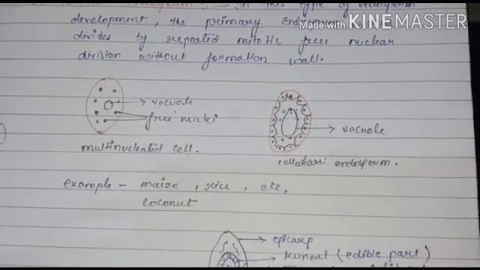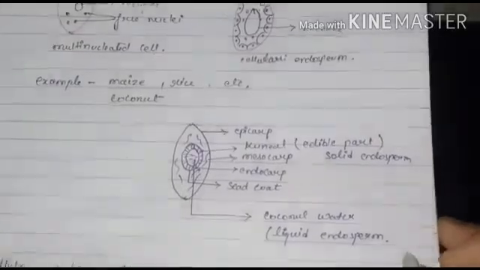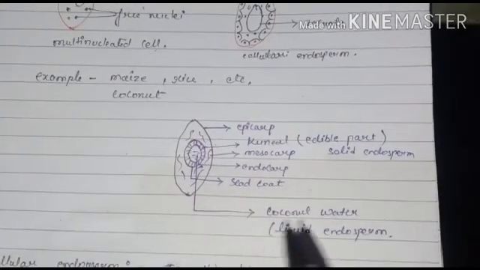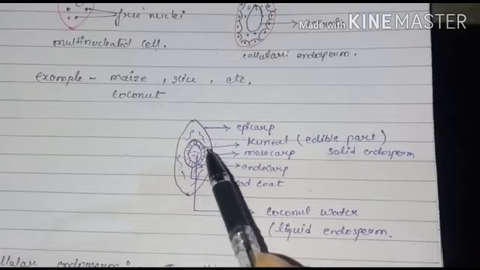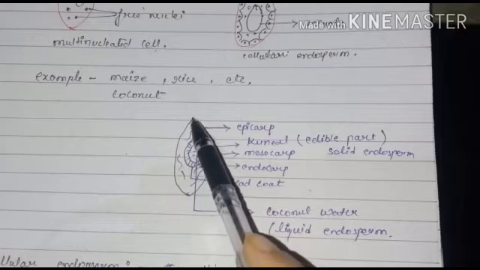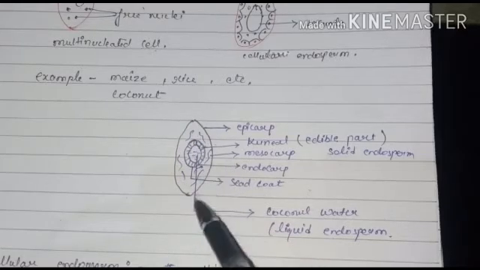Now I will give you the example of coconut. It is a very good example of nuclear endosperm. You know that coconut is a fruit with this type of structure, and you can see the outer covering is called the epicarp.